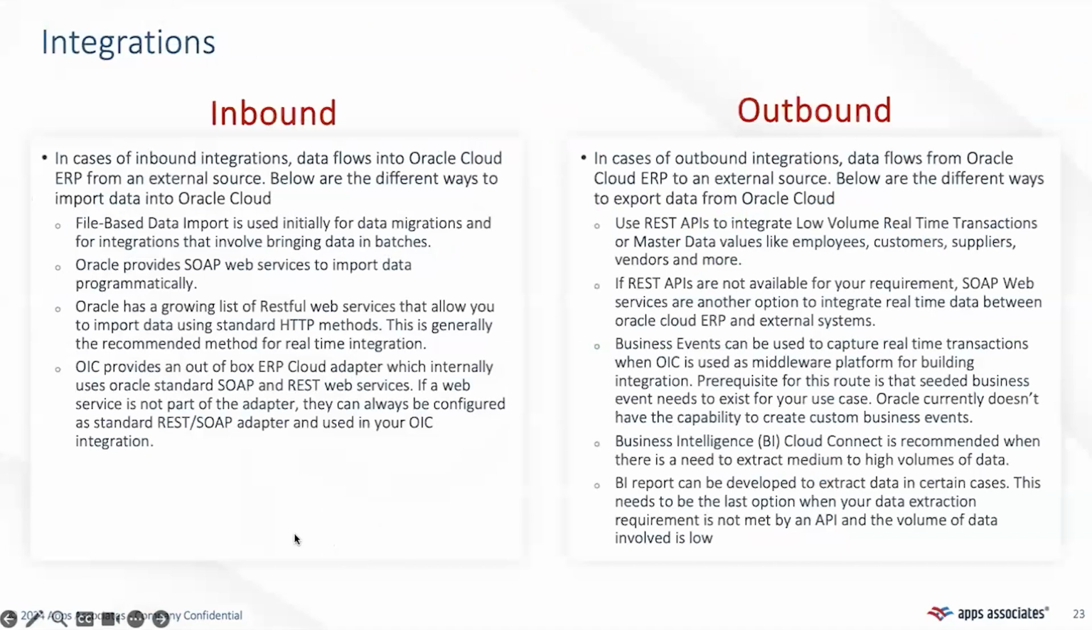These are inbound and outbound, whenever you are going into this particular Fusion SaaS. Inbound is basically what you are consuming into the system, and outbound is what you are sharing with third parties. In either case, OIC will work. For SOAP or REST services, and even file adapters, you can use what is called the ERP Cloud Adapter for integrations.